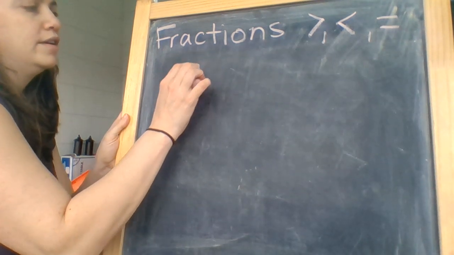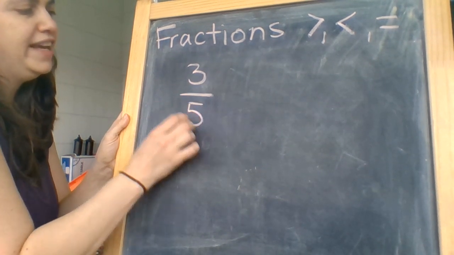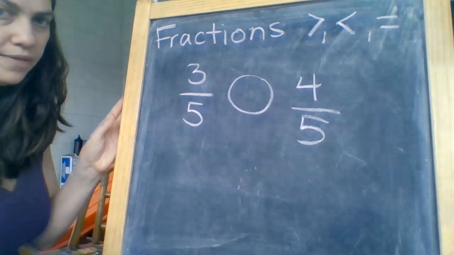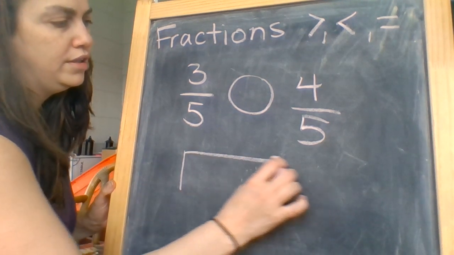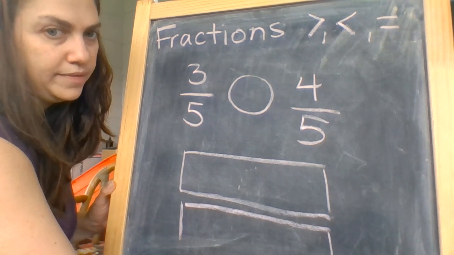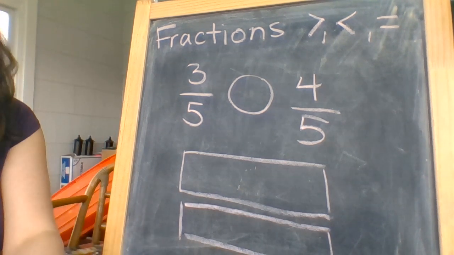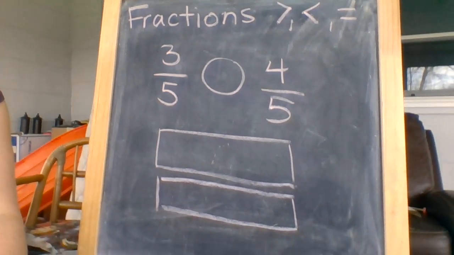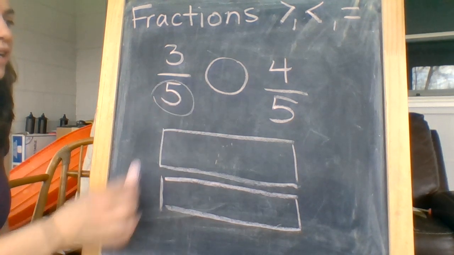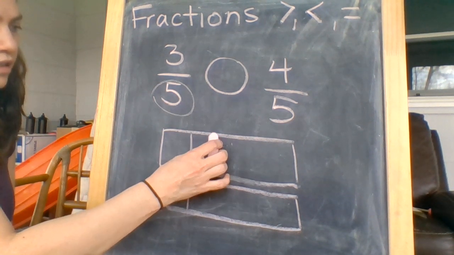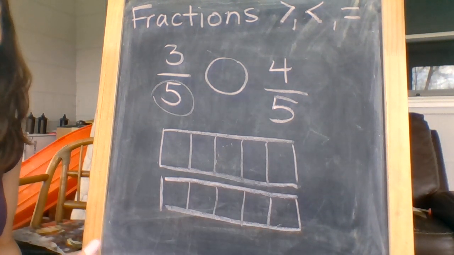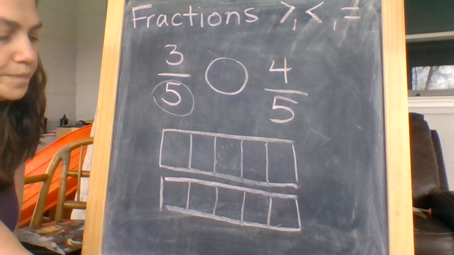Okay? 3/5 and 4/5. So I'm going to draw two fraction strips that are the exact same size. When comparing fractions like this, it's important to make sure that our fraction strips are the exact same size or as close to it as possible. So they're both going to be split into fifths. 1, 2, 3, 4. I split it into 4 parts, gives me 5 pieces.